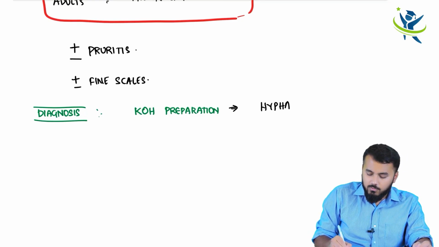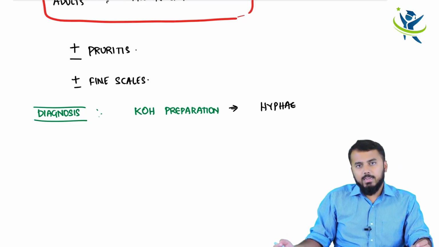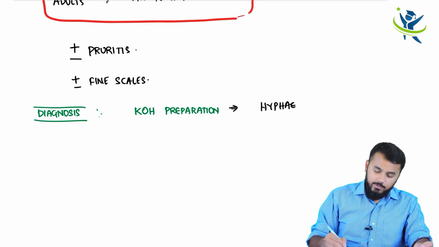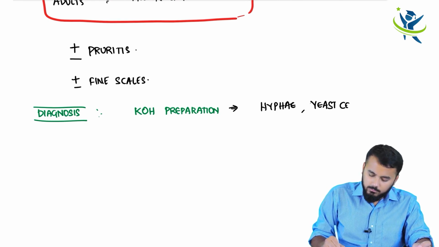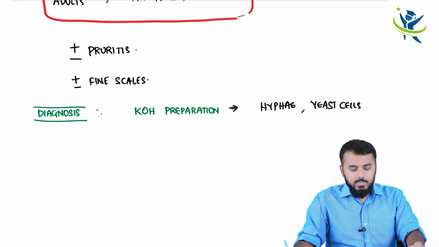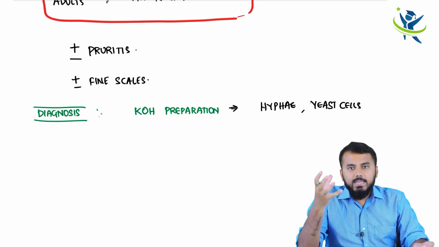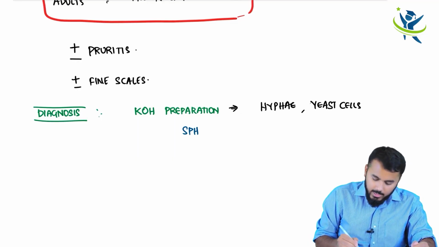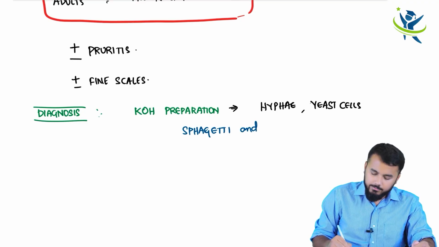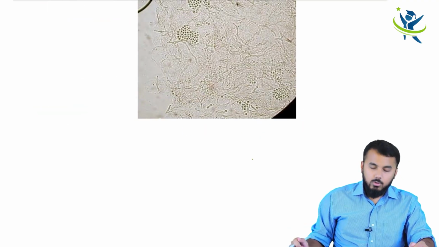So in a fungal infection, what can we expect in addition to the hyphae? In addition to the hyphae, we can also expect yeast cells. So these hyphae and yeast cells are arranged in a spaghetti and meatball appearance. I'll show you the picture. Look at the picture here, guys.